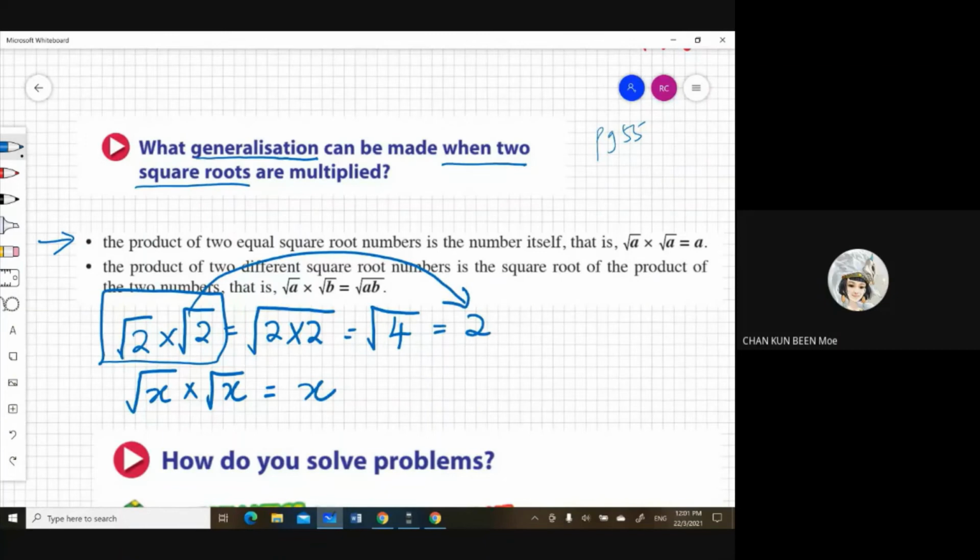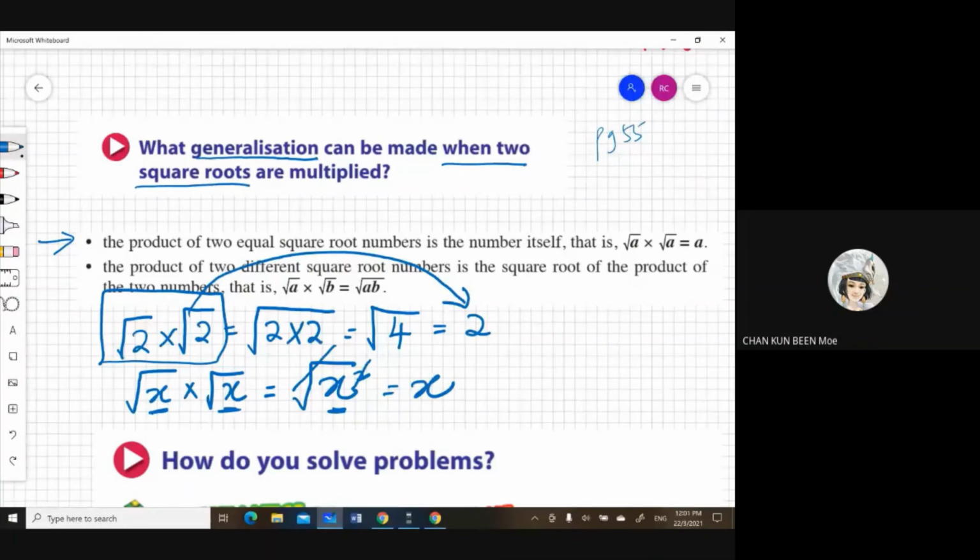Okay, there's another way I can show how you get x only, because square root of x times square root of x is actually square root of x squared. x squared, right? Because you have 1 x, 2 x, so it becomes x squared. Cancel the square root with the squared, so the remaining is x. Okay, so that is one of the generalizations that can be made.